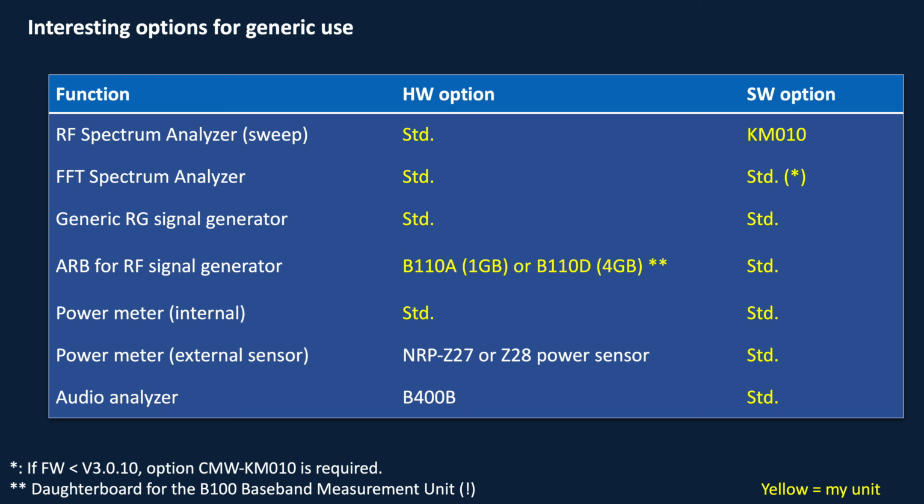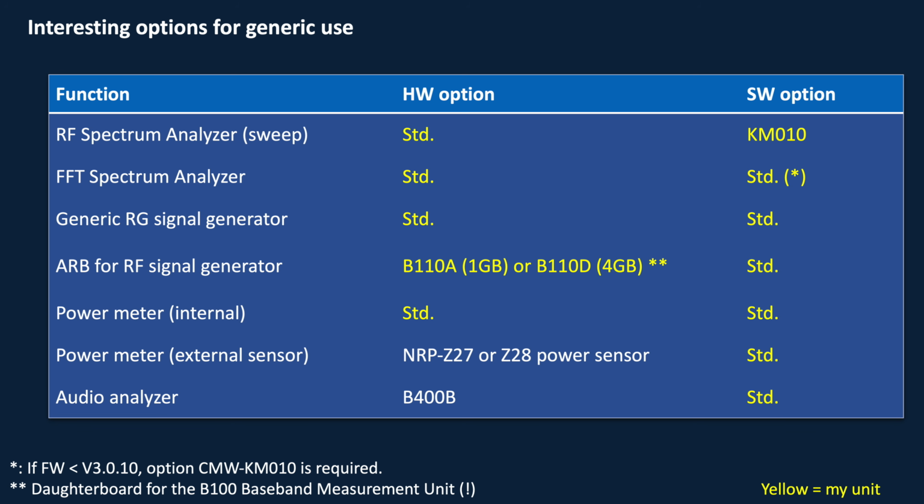For the generic RF signal generator, hardware and software are always standard. For the arbitrary waveform RF signal generator, you need a hardware module that has that functionality in it. In one video I'm going to take a separate look at the actual board. That's also where the memory resides for the arbitrary waveform. This is something you might want to consider having included in your unit.